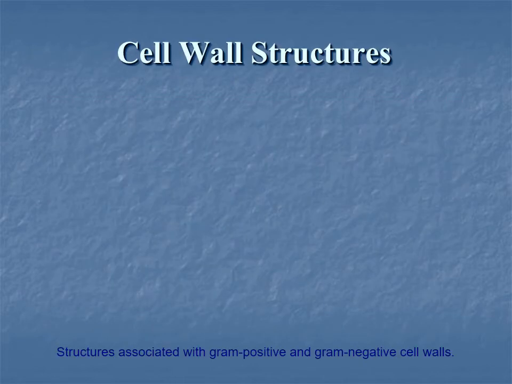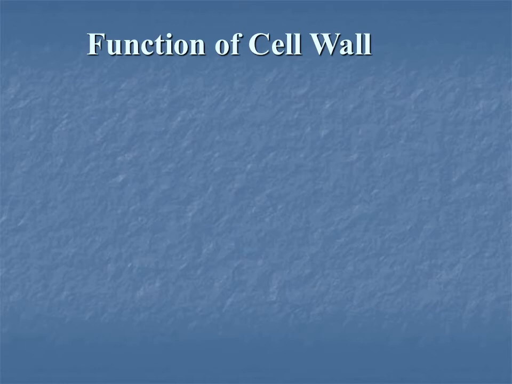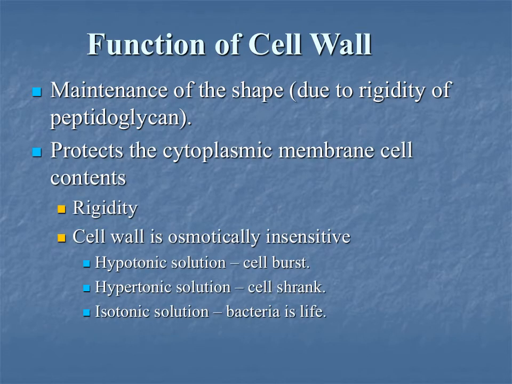And on this slide you can compare the structure of the gram-positive and gram-negative cell wall. And you can see that the gram-negative cell wall is much more complicated than the gram-positive cell wall. Function of cell wall: creation of the shape because of the rigidity of peptidoglycan, protection of the cytoplasmic membrane, and the cell wall is osmotically insensitive, you have to know it.